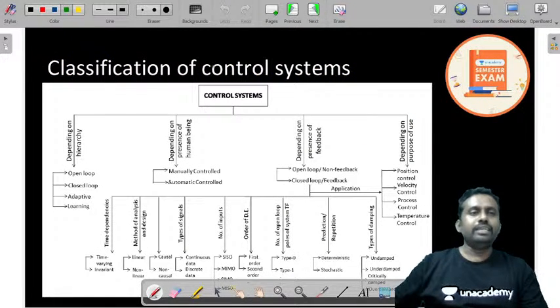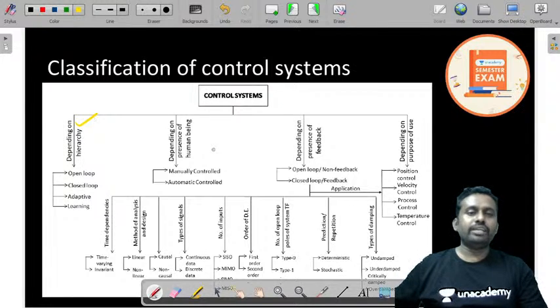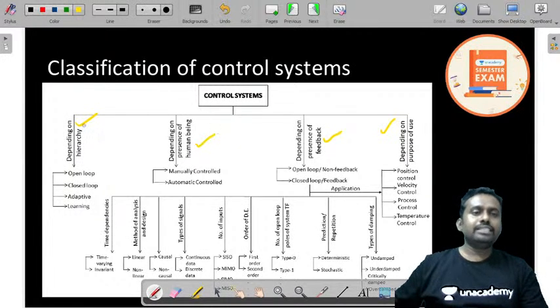Now, let's see what is the classification of control systems. Classification of control systems can be based on hierarchy, or based on the presence of human dependency, or depending on the presence of feedback. You can see here, depending on hierarchy, presence of human being, presence of feedback, or purpose of use, you can classify the control systems. Let's look at the classification one by one.